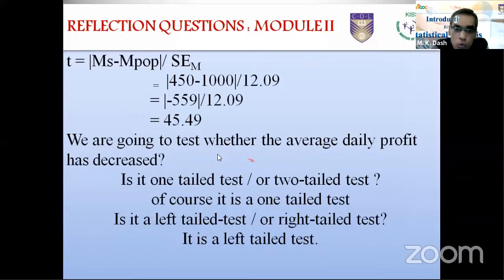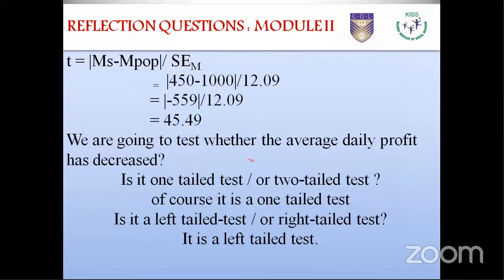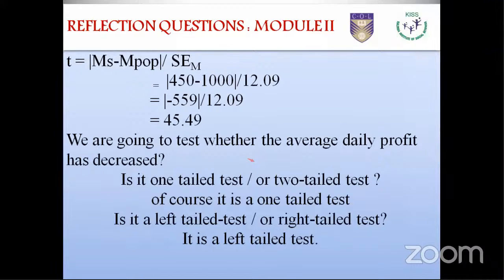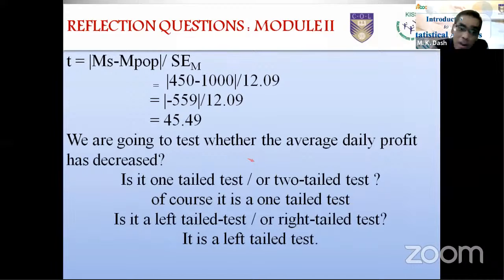Is it a one-tailed test or a two-tailed test? Of course, it is a one-tailed test, because we are going to test whether the daily average has decreased or not. It is a directional statement. So if it is a directional statement, it is a one-tailed test.